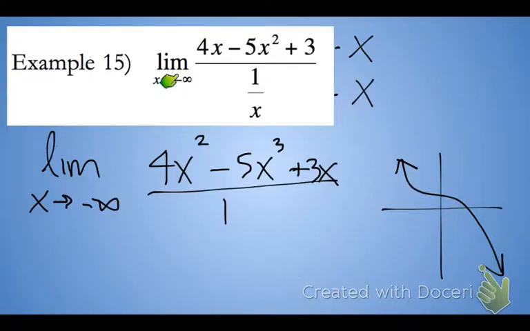Knowing this, if I'm looking at the limit as x goes to negative infinity, just follow the graph with your finger. As it goes towards negative infinity, it goes up and up and up. That's going towards positive infinity. So my limit, therefore, is equal to positive infinity. Great.